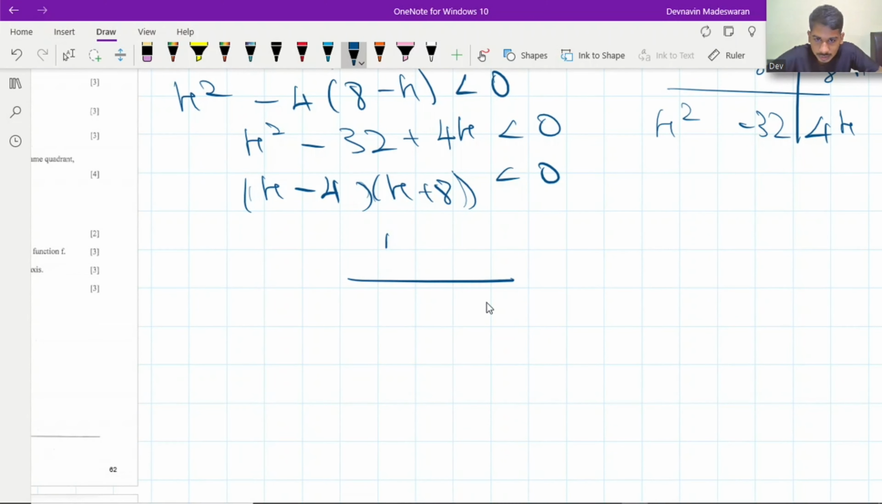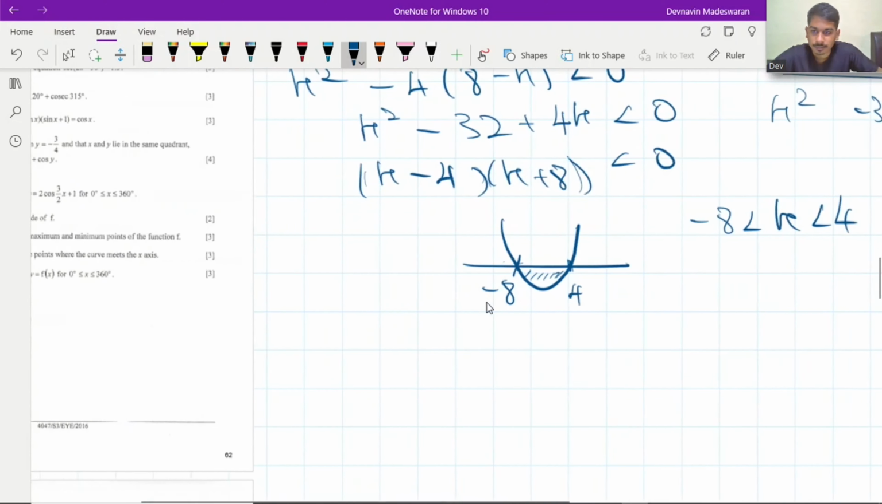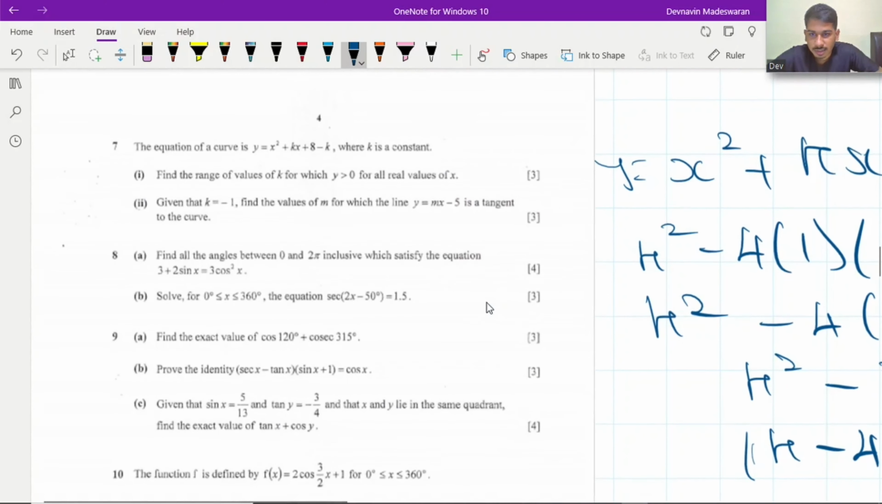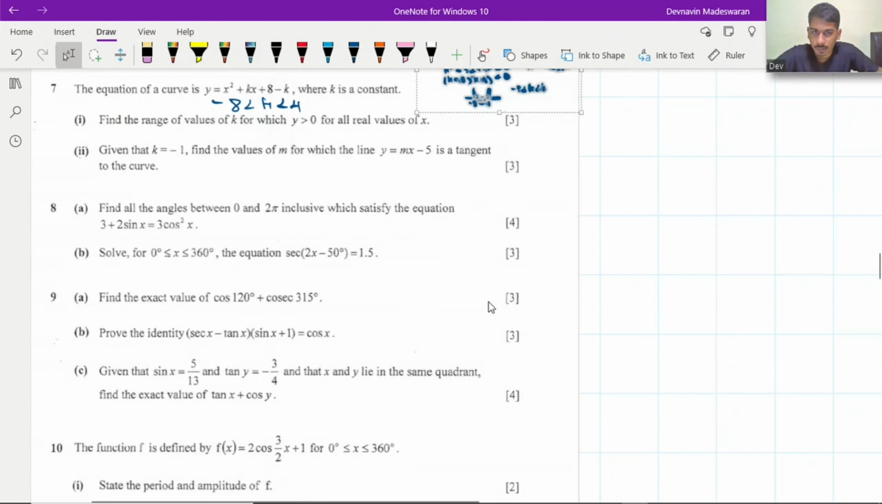Let's think of this graph. This graph has negative 8 and 4 as solutions, and for it to be smaller than 0, we need k to be between these two values. So k has to be between negative 8 and 4. Okay, let's continue.